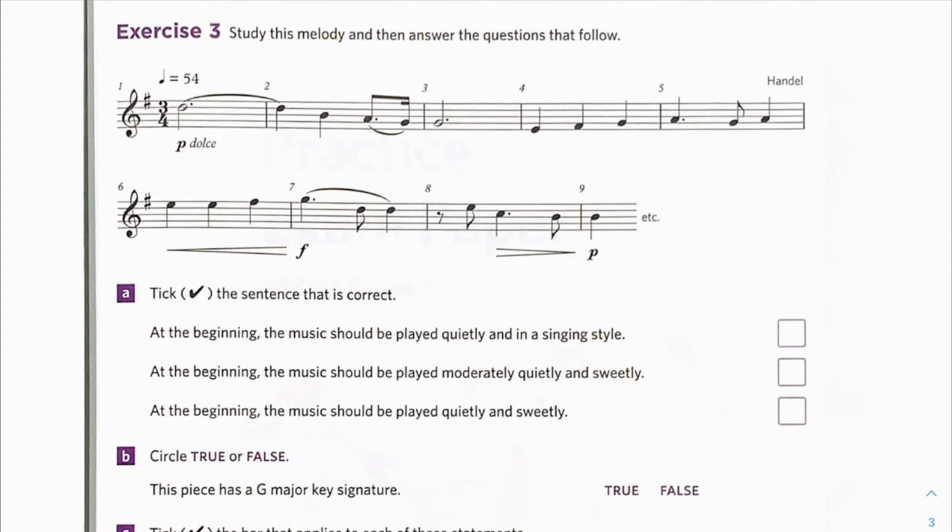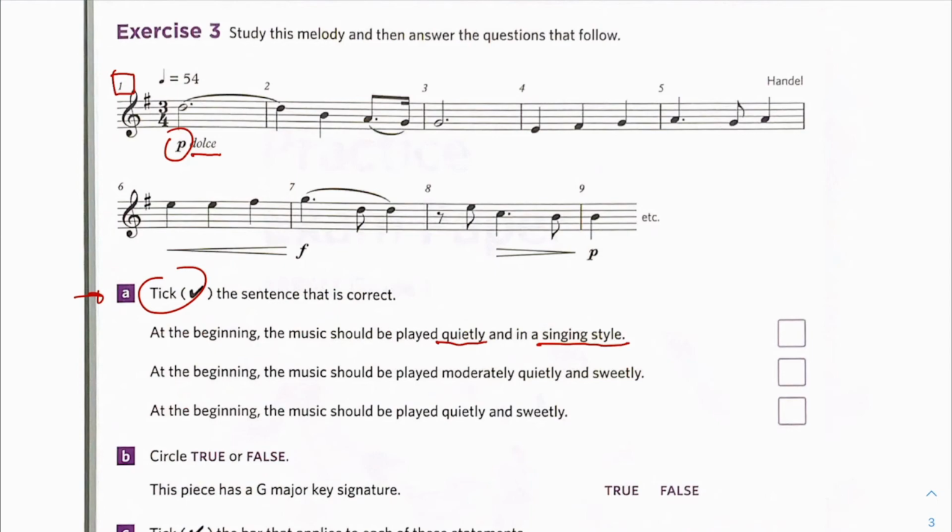Exercise 3. Study this melody and then answer the questions that follow. Question A. Tick the sentence that is correct. Sentence number 1. At the beginning, the music should be played quietly and in a singing style. So let's go to bar number 1. And the dynamic marking is P, which stands for soft. Next to P, we see dolce, which means to play sweetly. So the first sentence is incorrect.